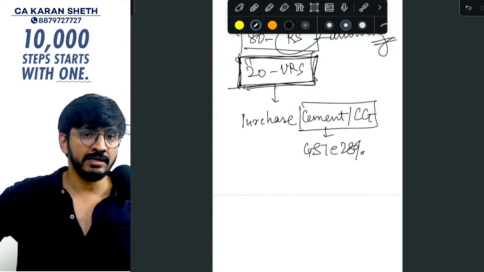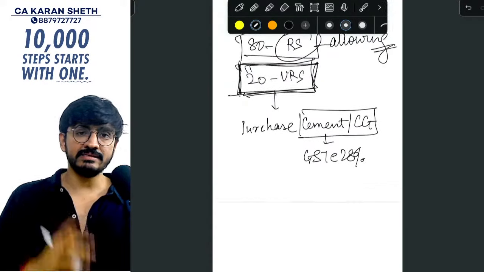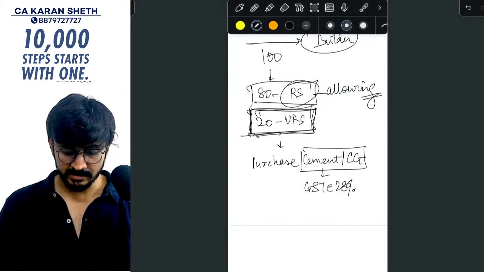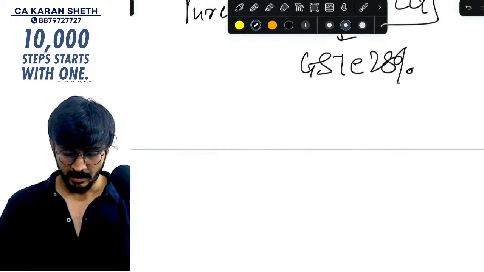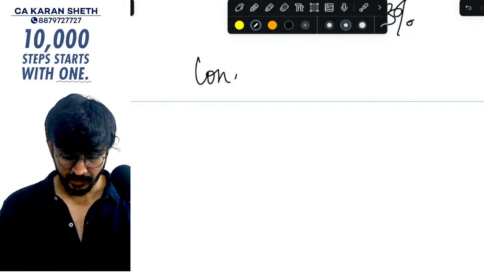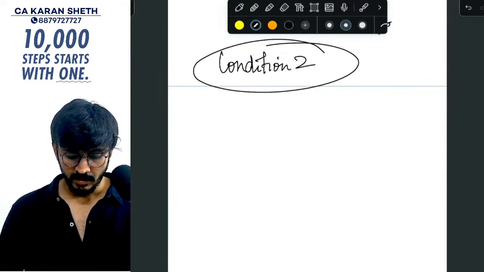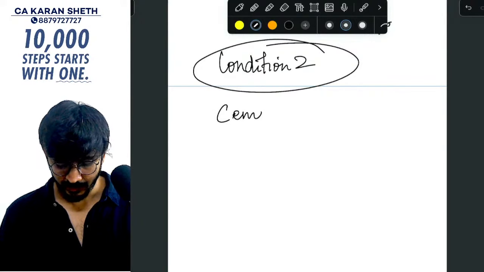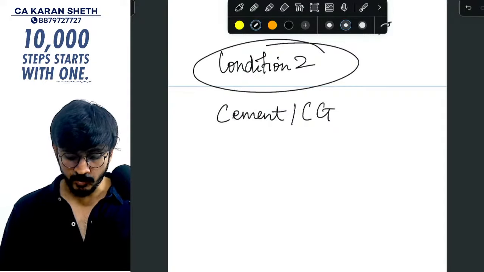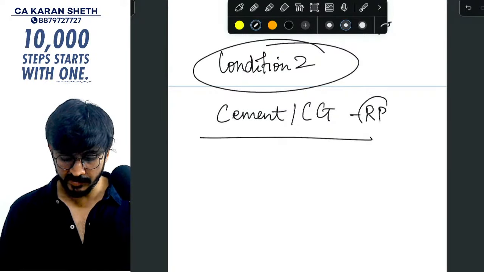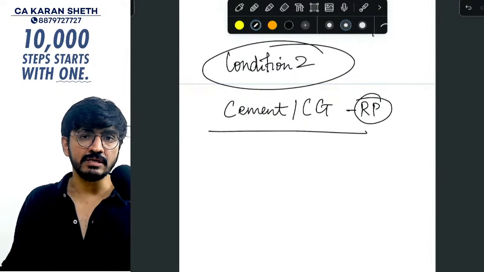Gotcha, right? So the government did not like this. Government again did not like this. Government said, what the hell? Okay, I am putting one more condition. Condition number 2 said that, listen, when you are purchasing cement or CG, you will always have to purchase it from a registered person. Always.